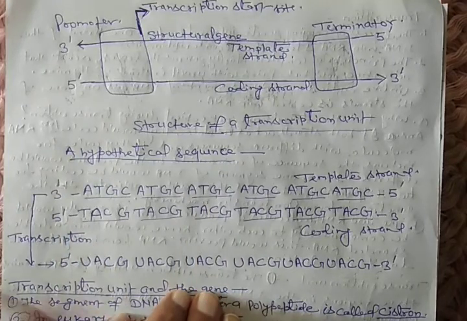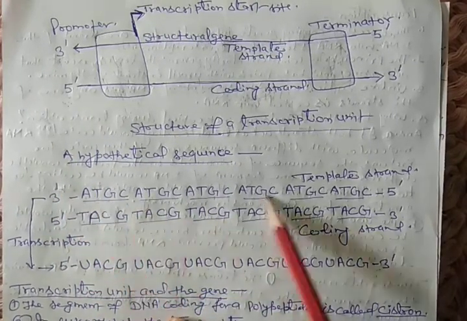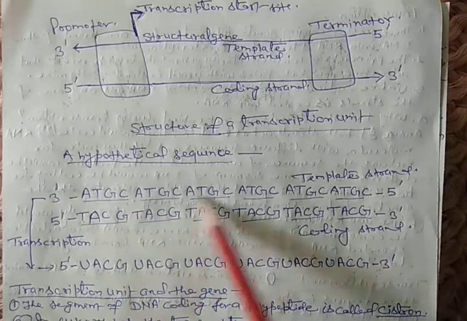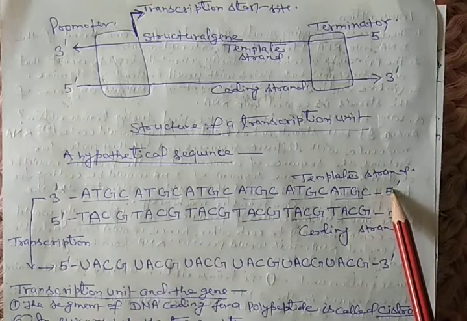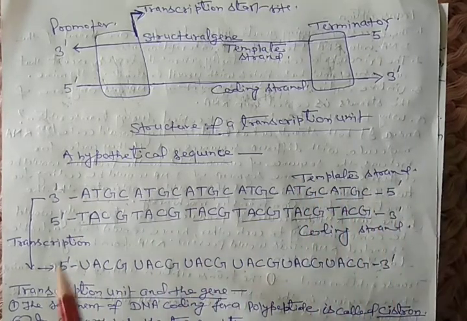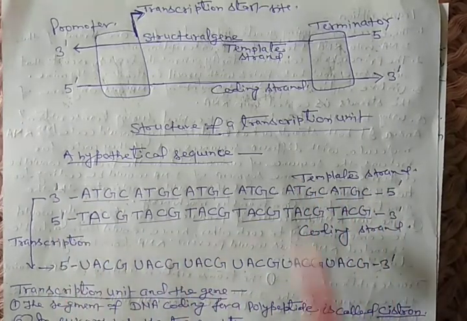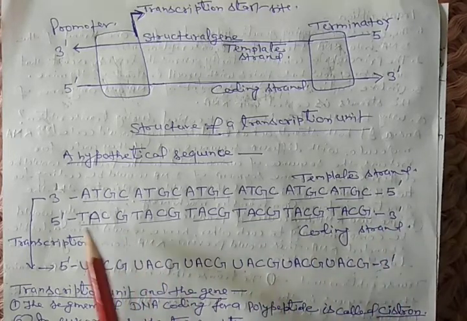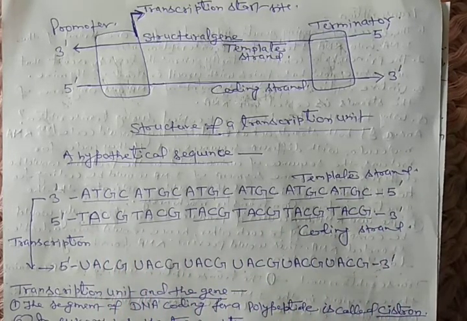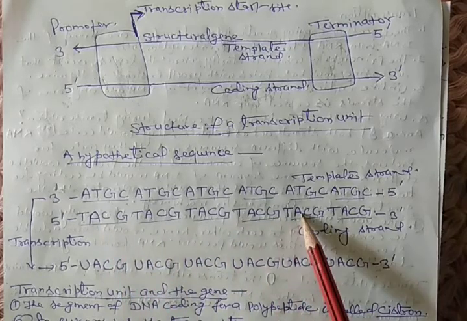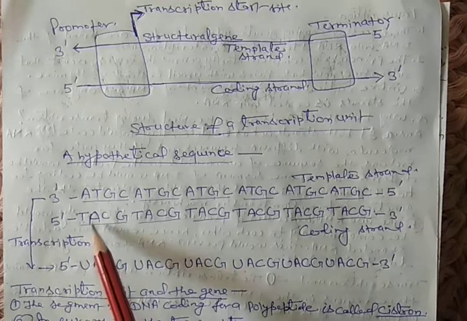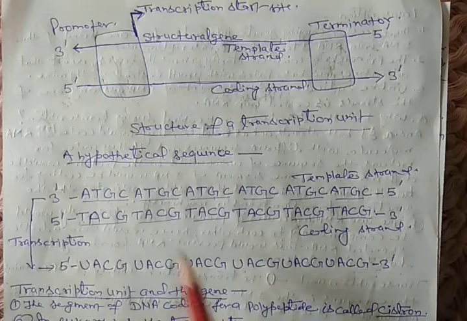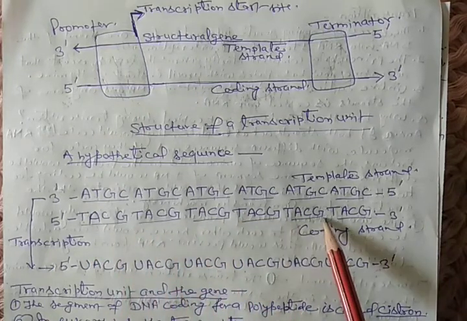You can see, suppose this is a sequence of nitrogenous bases in DNA. Suppose this is the 3' to 5' strand, that is the template strand, and this one is the 5' to 3' strand, that is the coding strand. And why is it called the coding strand? Because the sequence of the newly formed RNA is similar to this coding strand. That's why, conventionally, it is called the coding strand.